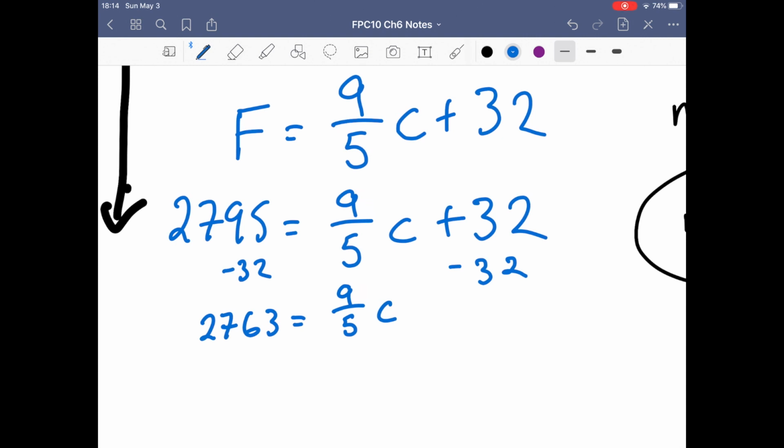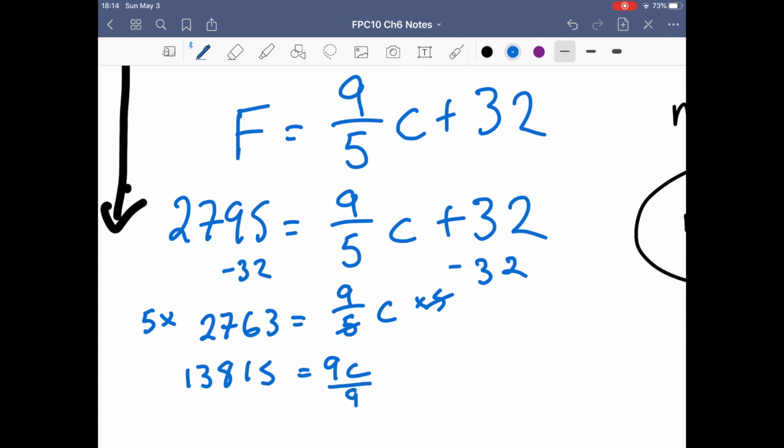Now I'm going to get rid of the 5 in the denominator here by multiplying both sides by 5. So I times this side by 5, I times this side by 5, and that 5 is going to cancel out with that. And I do 2763 times 5. 13,815 is equal to 9C.